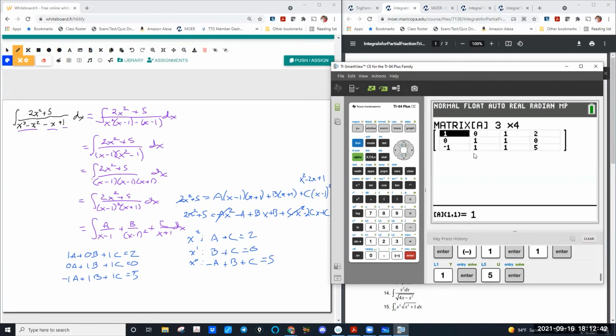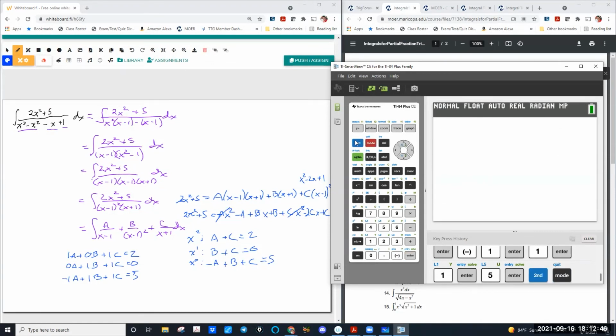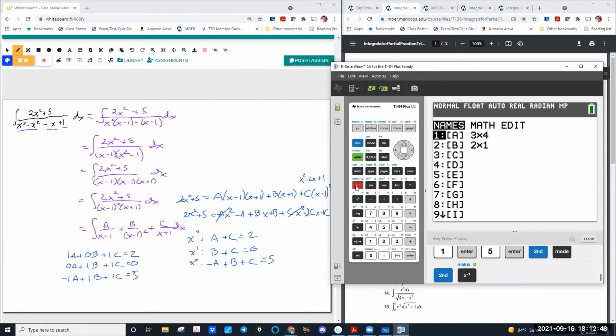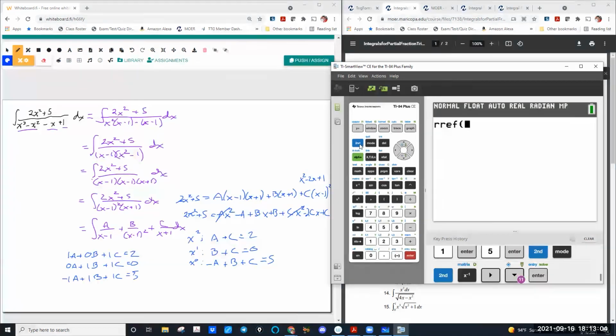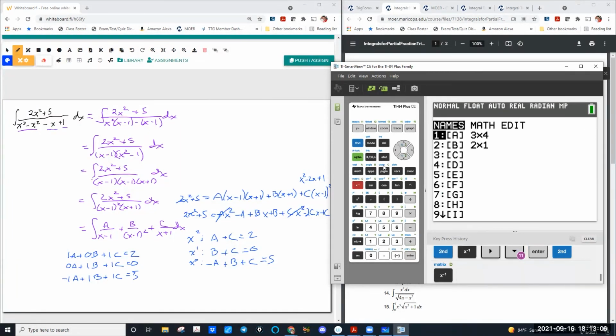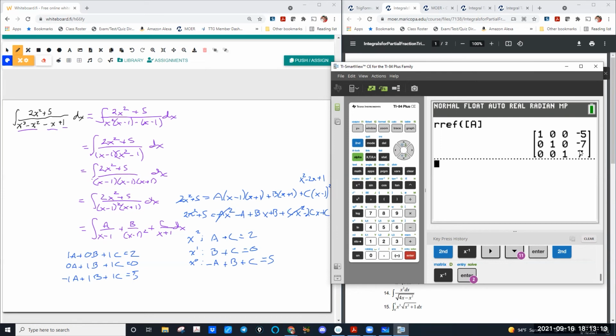All right, everything's entered into the matrix. And here's what you do. You quit out of here. You go back into second matrix. This time we're going to do math on it. You're going to scroll down to RREF. It stands for row reduced echelon form. We're going to hit enter. Then I'm going to put in that matrix. The second matrix. I'm putting in A. And then enter. There are my answers.